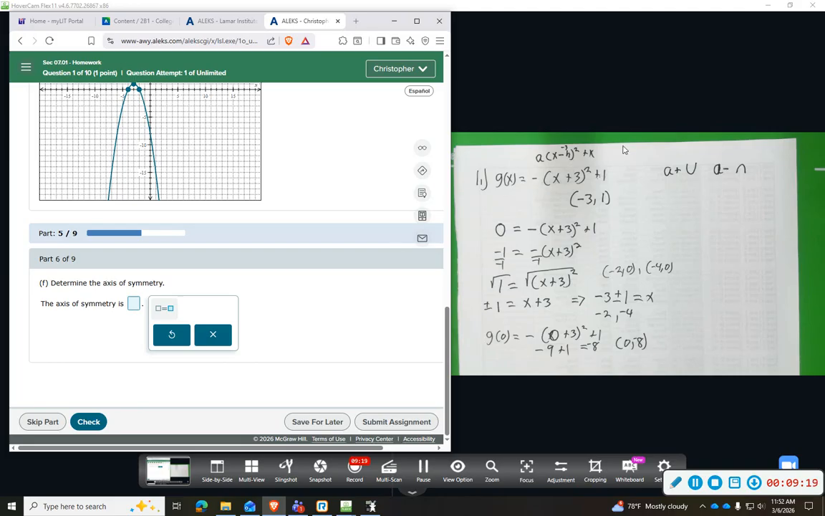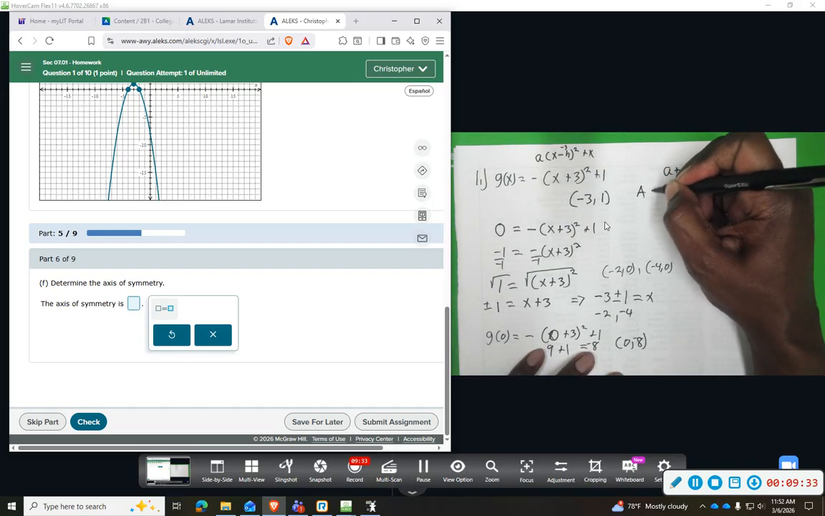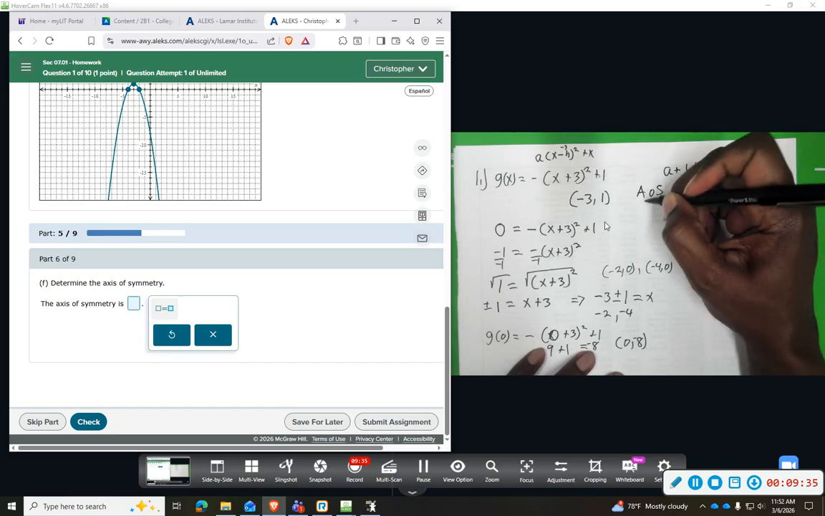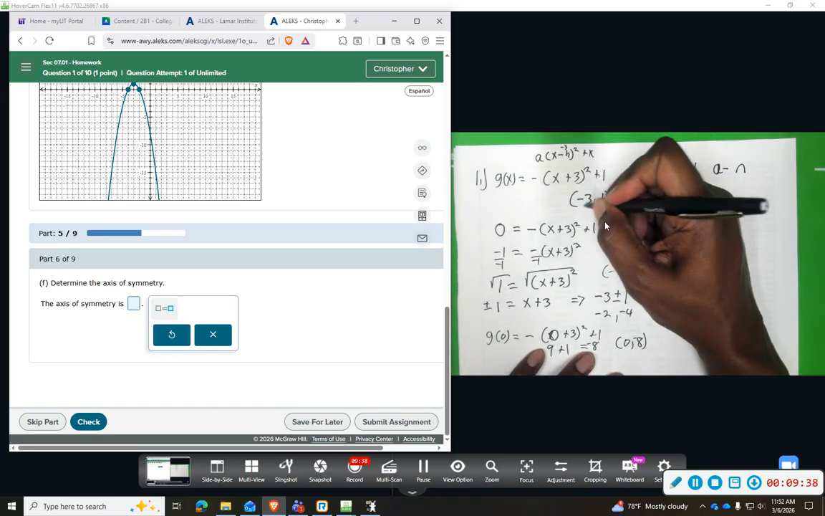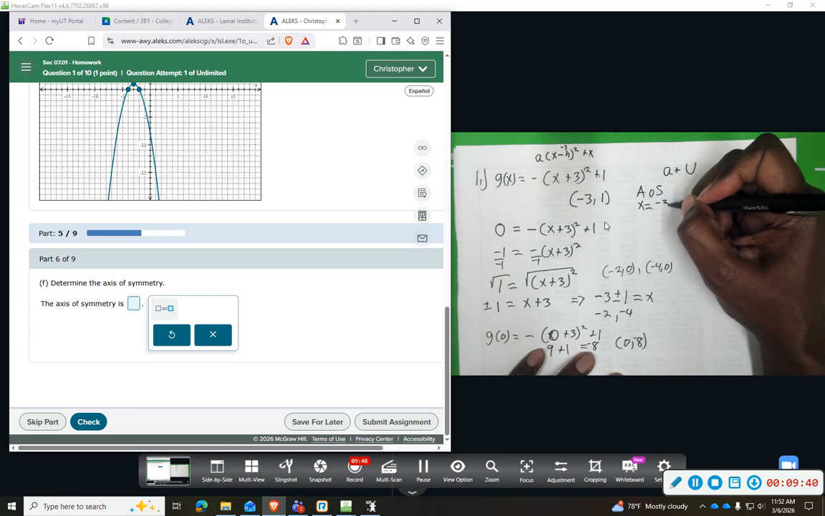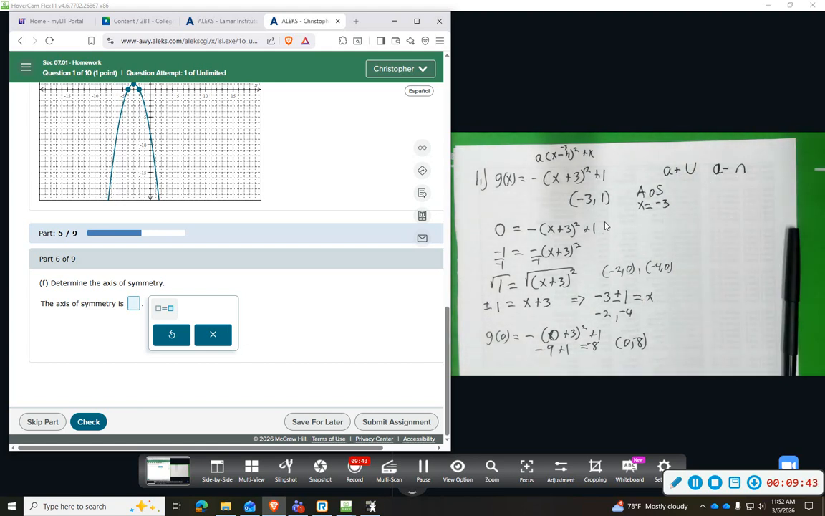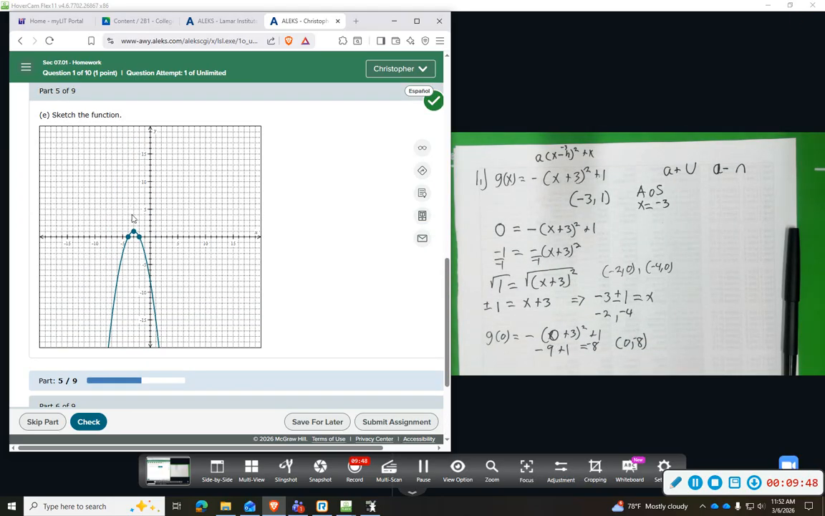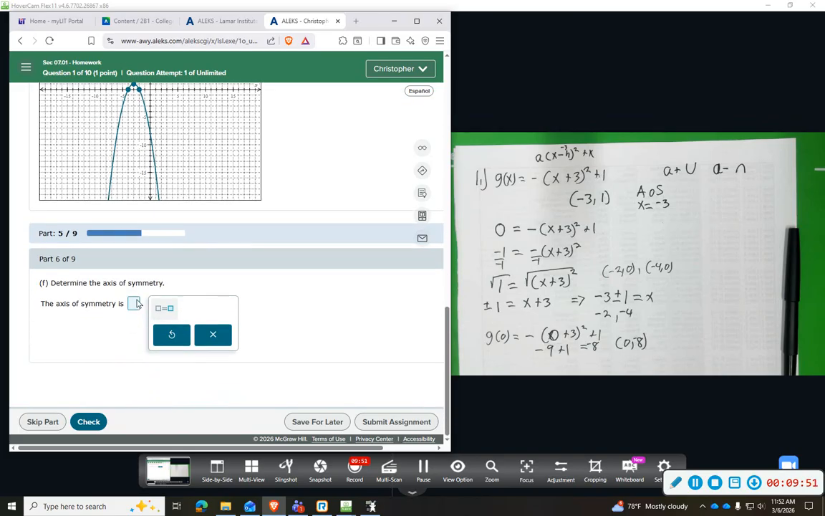Now the nice thing about vertex form is it gives you the axis of symmetry. That's the x value of the vertex, so -3, and we always write it as an equation. So the axis of symmetry, which I'm going to abbreviate AOS, is x equals whatever that x value of the vertex is. So x equals -3. It's just an imaginary line that cuts this graph right down the middle. It's symmetric. So we're going to say x equals -3.